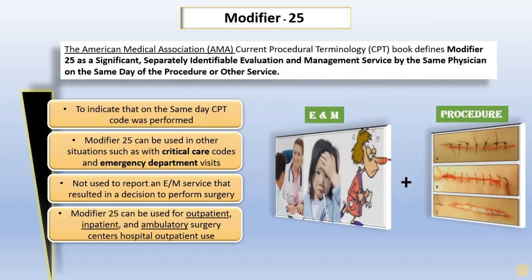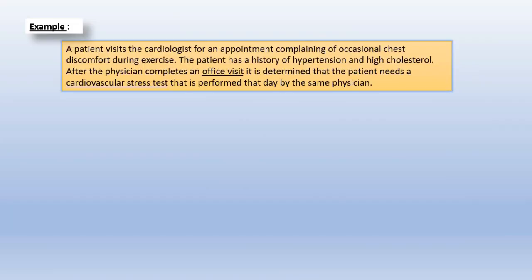Simple example: suppose patient came to office and evaluation and management performed plus laceration repair performed by same physician on same day. So that time code should be evaluation and management code, suppose 99213, and CPT code laceration repair, that is 12001. In this case we need to assign Modifier 25 to 99213, and Modifier 25 always goes with evaluation and management code. Here concentrate on example.